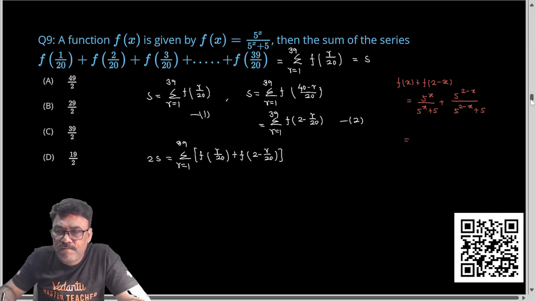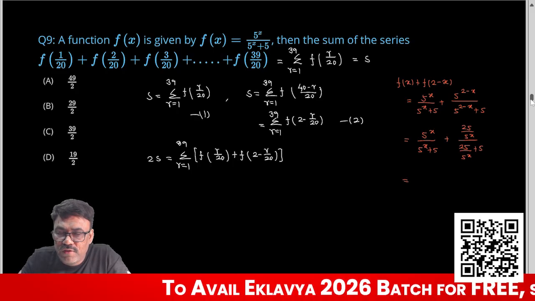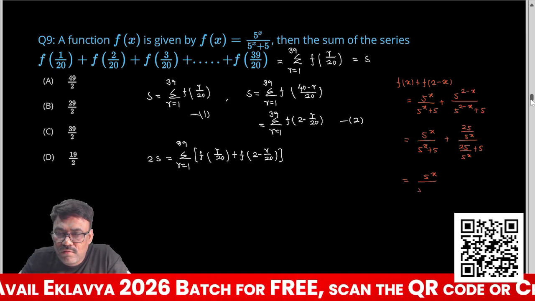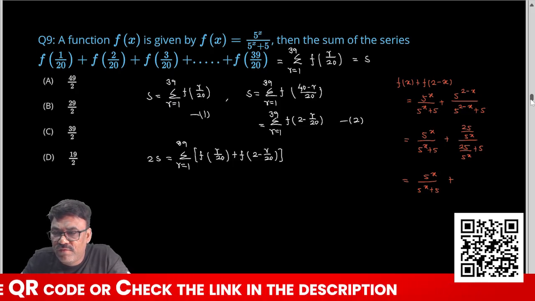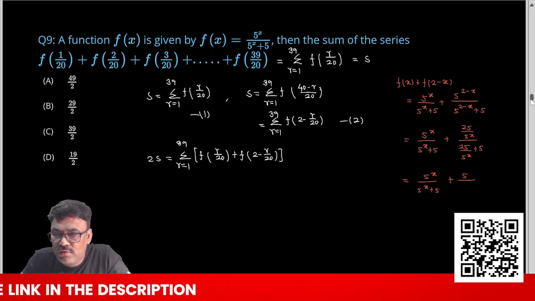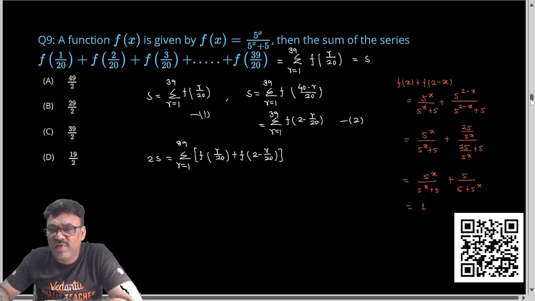Now let's simplify. Keep the first one as it is, don't do anything here: 5 raised to x over 5 raised to x plus 5. In the second one, I can write it as 25 by 5 raised to x over 25 by 5 raised to x plus 5. So it is 5 raised to x over 5 raised to x plus 5. And here if you simplify, the 5 raised to x will be cancelled, one 5 is also cancelled. So you are getting 5 over 5 plus 5 raised to x. And if you add these two, basically it is 1. So f of x plus f of 2 minus x is 1.